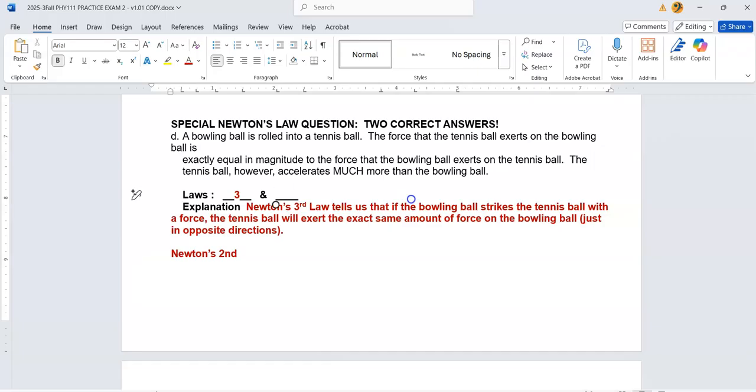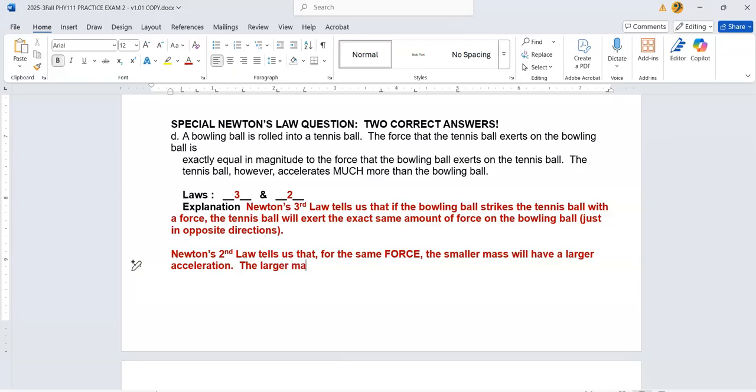And we'll just put it up here. It says Newton's second law tells us that for the same force, the smaller mass will have a larger acceleration. The larger mass will have a smaller acceleration.